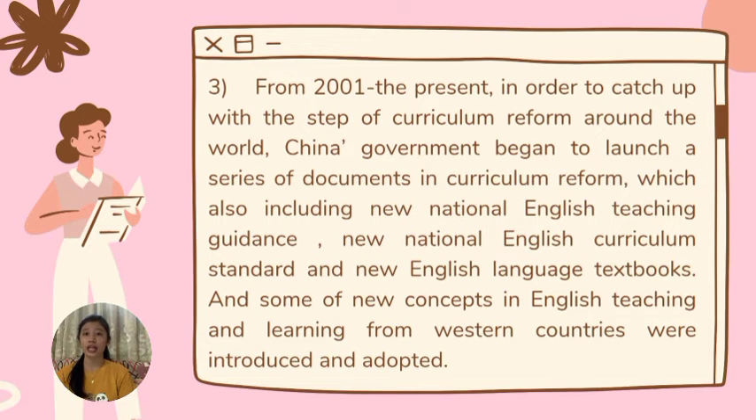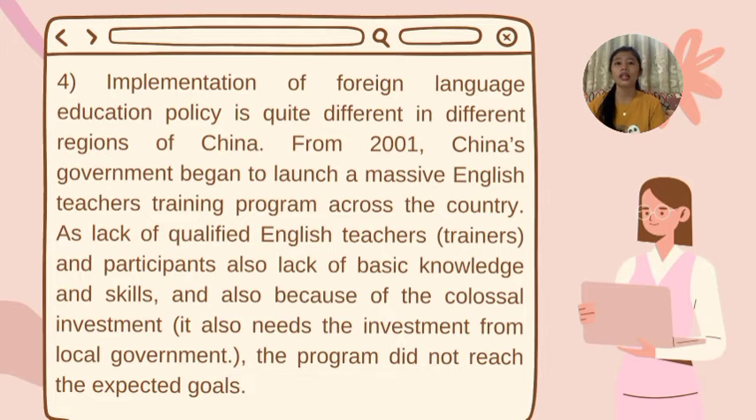Third, from 2001 to the present, in order to catch up with the pace of curriculum reform around the world, the Chinese government began to launch a series of curriculum reform documents, including new national English teaching guidance, a new national English curriculum standard, and new English language textbooks, and some new concepts in English teaching and learning from Western countries were introduced and adopted. Fourth, the implementation of foreign language education policy is quite different in different regions of China.